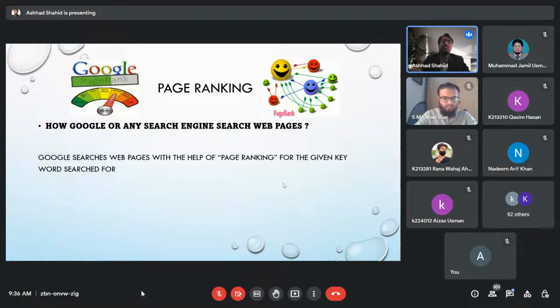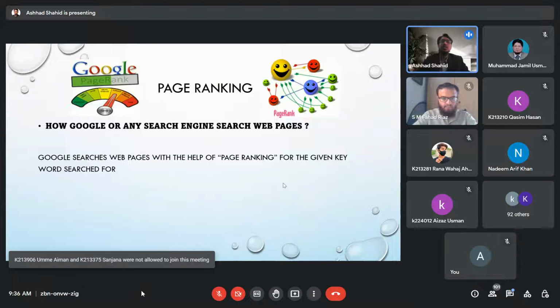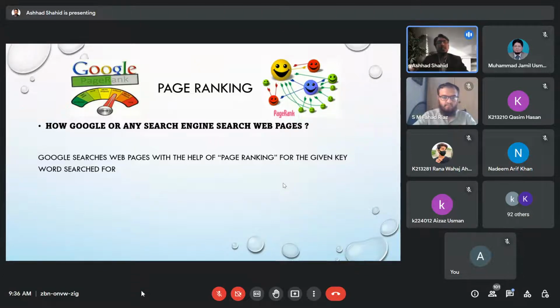Google has stored the page ranking in its memory: how people are working, how they are spending their time on that page, and how to give weightage to that page. Let's say if I search a song on Google, this song can be listened to on so many websites, like YouTube or others.